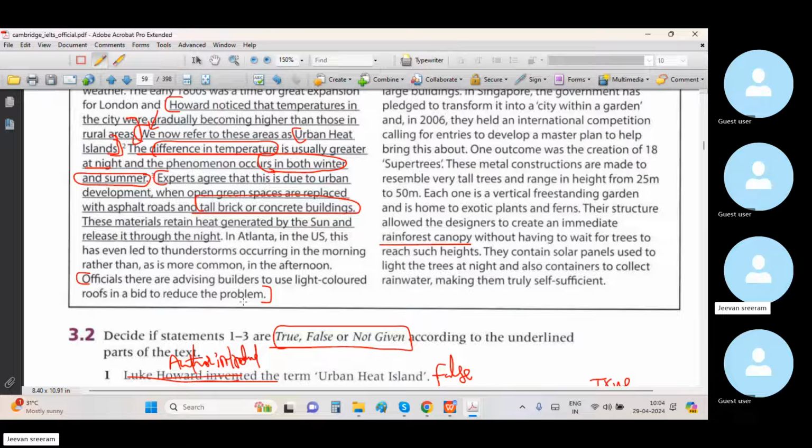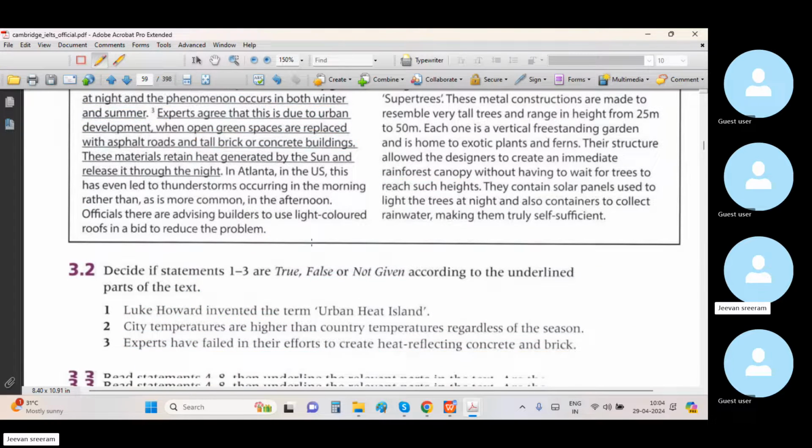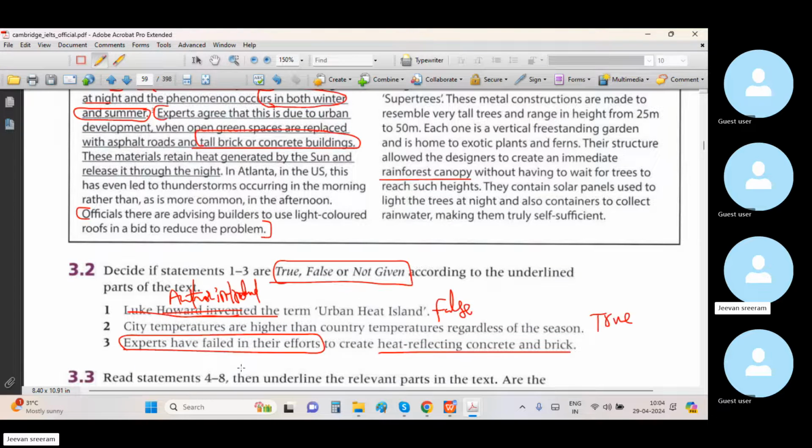It's a suggestion offered to reduce the problem. It doesn't mean they have actually tried to create it. Have they really tried to generate such heat reflecting brick and concrete? Nowhere is it mentioned that experts actually tried to create it. There are no efforts to create such concrete and brick. Is there any attempt at least? No, sir. They haven't even attempted it.